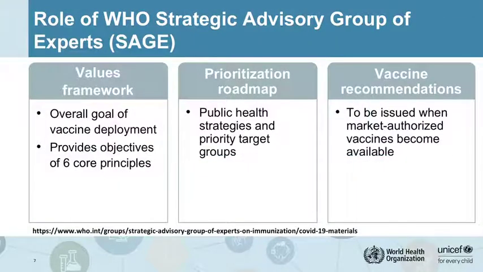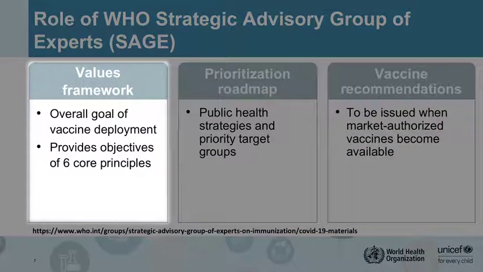The role of the WHO SAGE is critical and underpins the guidance in the NDVP. The values framework provides objectives around vaccine deployment and is centered around 6 core principles: well-being, equal respect, equity at global and national level, reciprocity, and legitimacy.